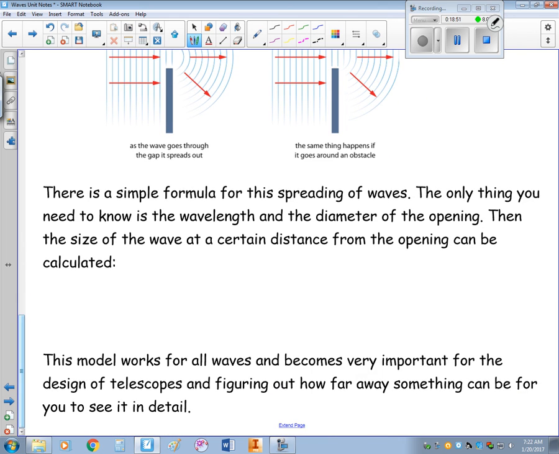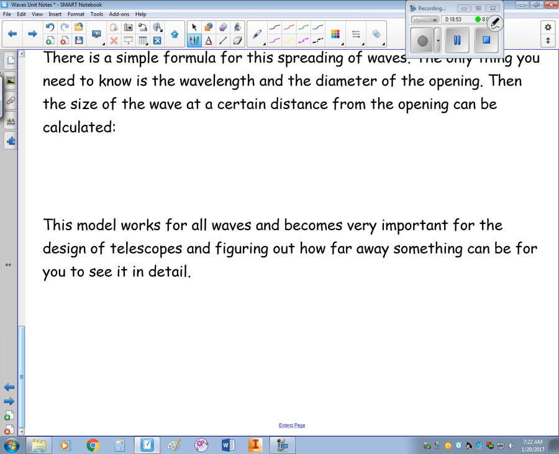Now, there is a simple formula that helps us calculate how much this spread happens. The spread equals the wavelength of the wave divided by the diameter of the opening, times how far you are from the opening.